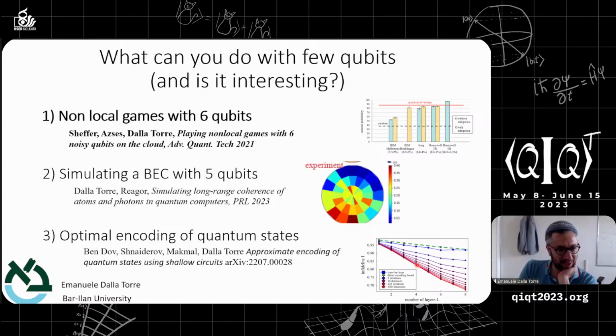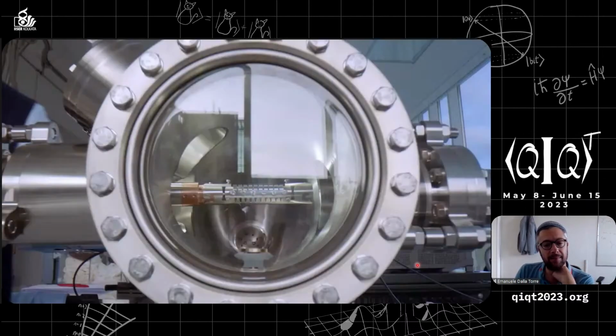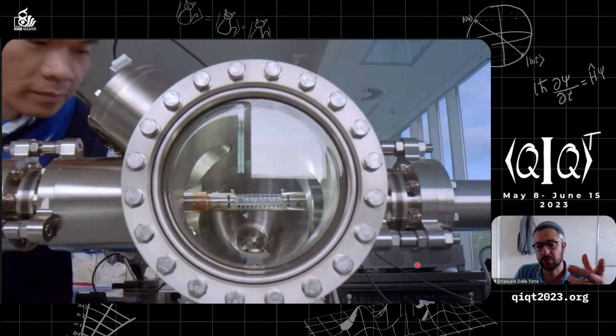Thanks, Soren. Okay, so: no local games with 6 qubits. That's the first project I would like to tell you about. I think it's nice because it's related to a game, and it's pretty intuitive. There is a movie that Microsoft prepared on their quantum hardware, their quantum systems, and they invited me also to say a few words. So I'm going to show you a movie.